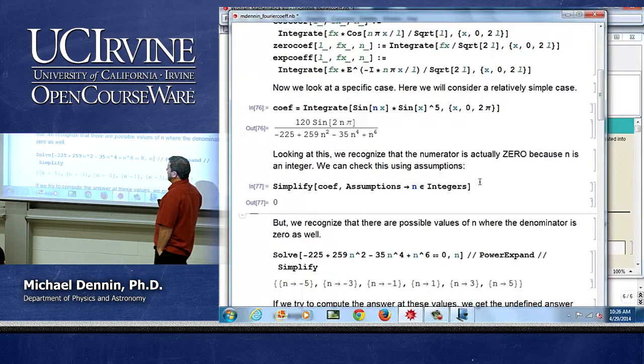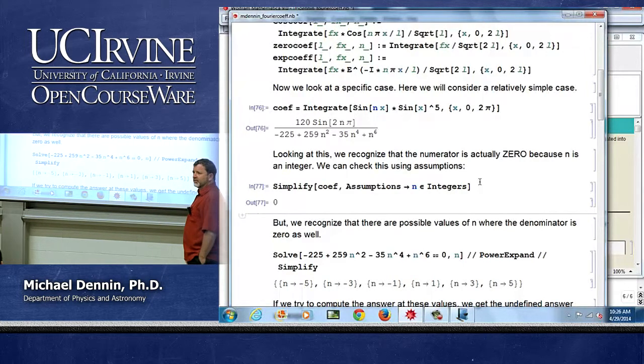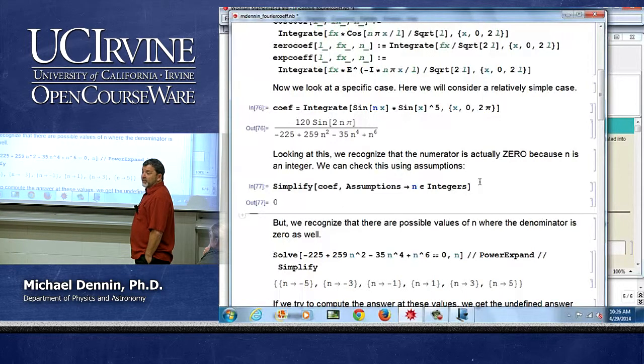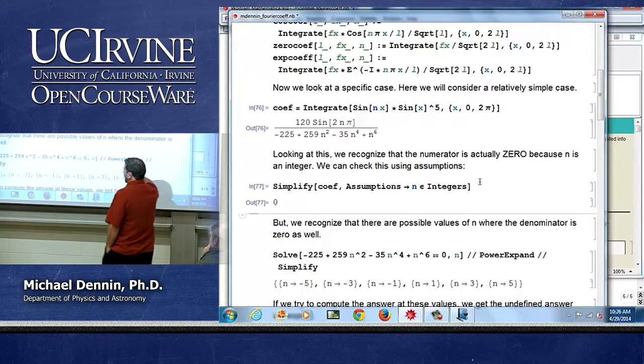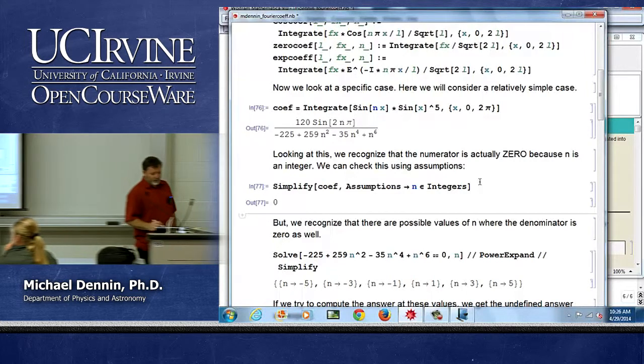Are there n's in the denominator? What happens when the denominator is 0? It's undefined, 0 over 0. And what, for instance, is sine x over x as x goes to 0? 1. So there's a good chance that at some values of n, this is not 0. In fact, they would be where n is integers that I'm going to use.